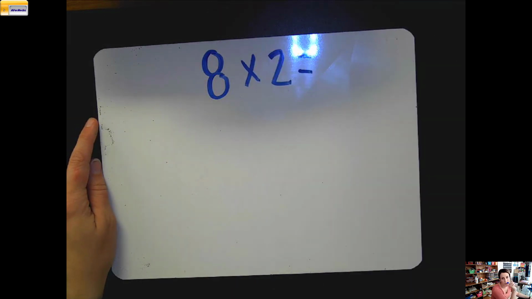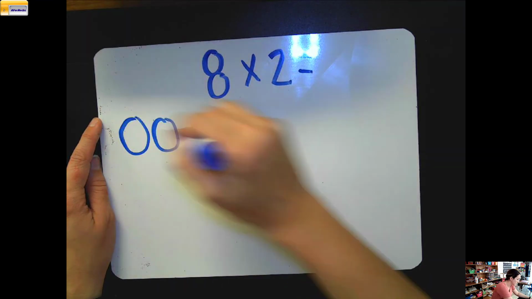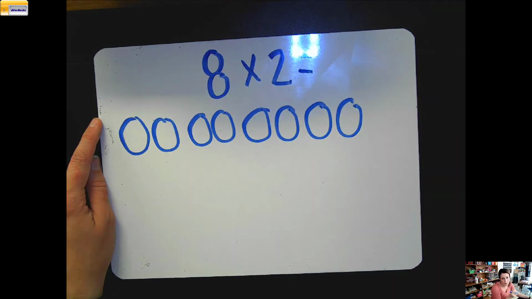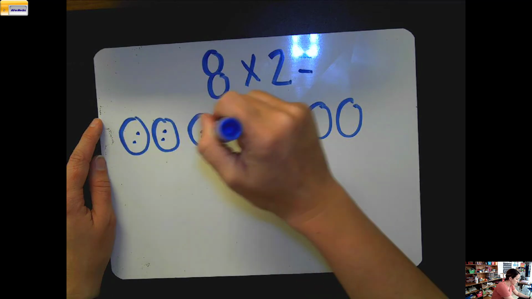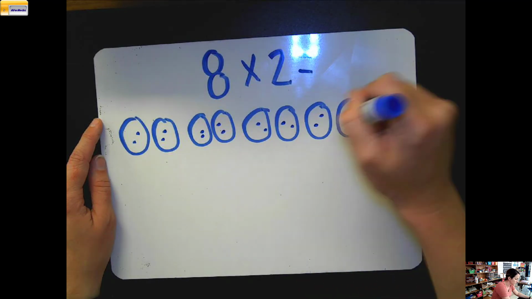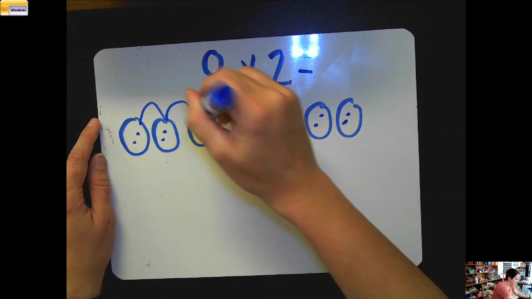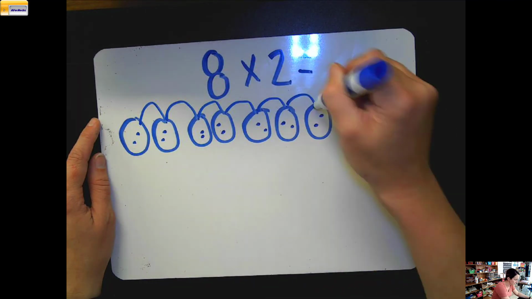How many circles am I gonna need? 8, very good. 8, 1, 2, 3, 4, 5, 6, 7, 8. How many are gonna be in each circle? 2, very good. Then you have to skip count by 2s to add them up. 2, 4, 6, 8, 10, 12, 14, 16.